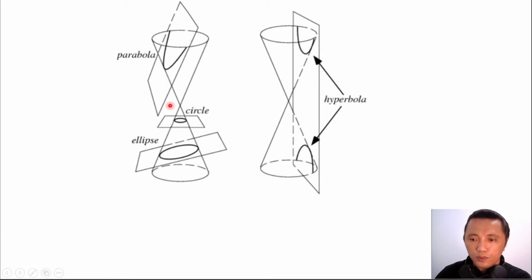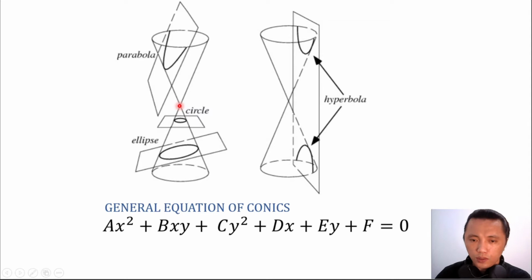So we have here two cones placed together, joined at the tip, and you can see the different conics formed when you pass a plane through these cones. The general equation of conics is given by ax squared plus bxy plus cy squared plus dx plus ey plus f equals 0.